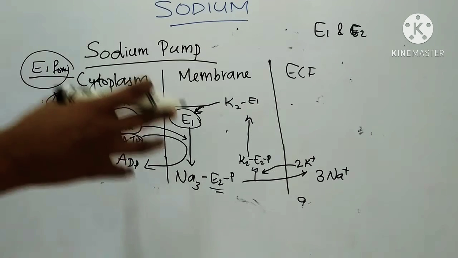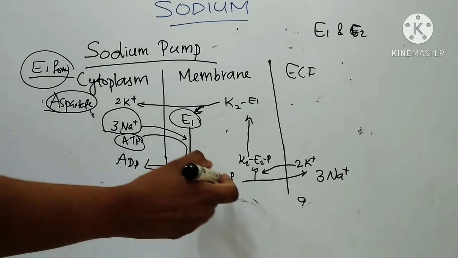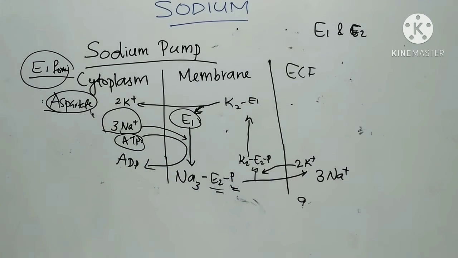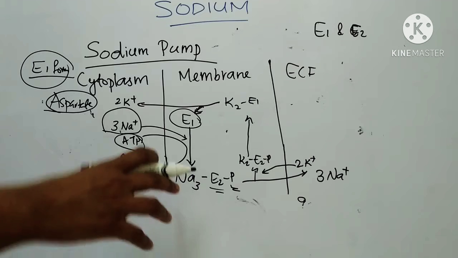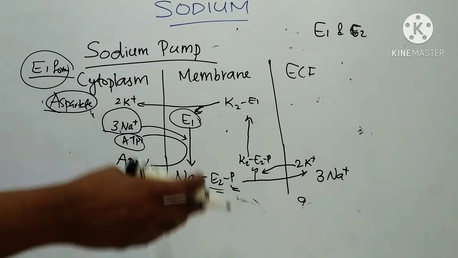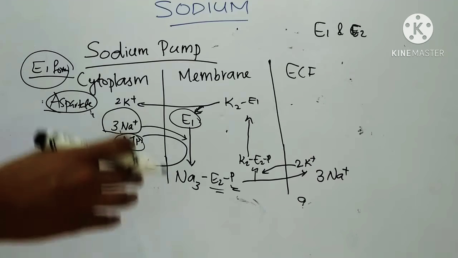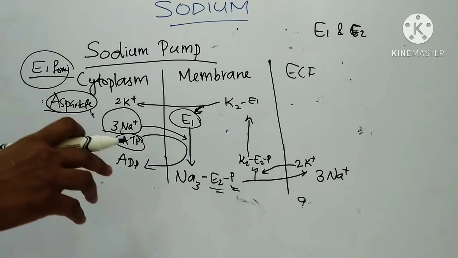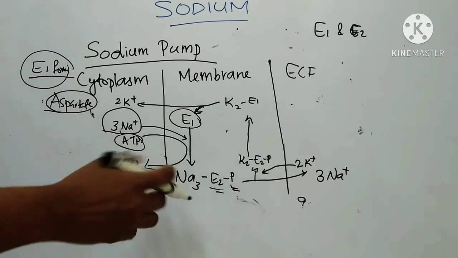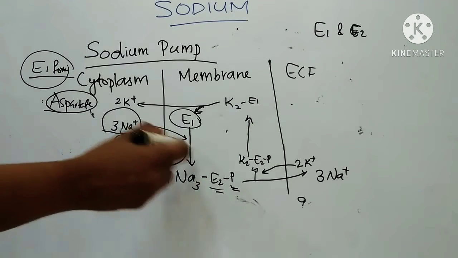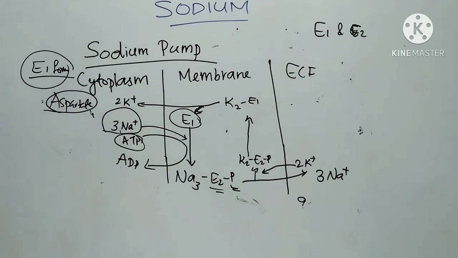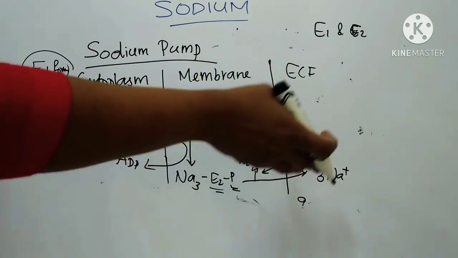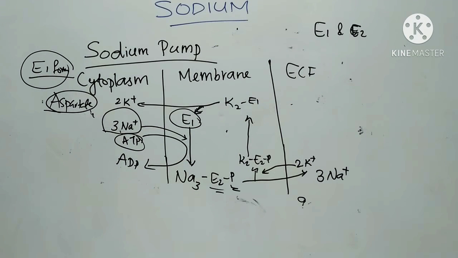So now E2 exposes both ion binding sites and phosphate binding sites on the extracellular surface of the membrane. It lowers the affinity of this ATPase for sodium, and it releases sodium into the extracellular fluid. Thus this sodium enters the extracellular fluid.